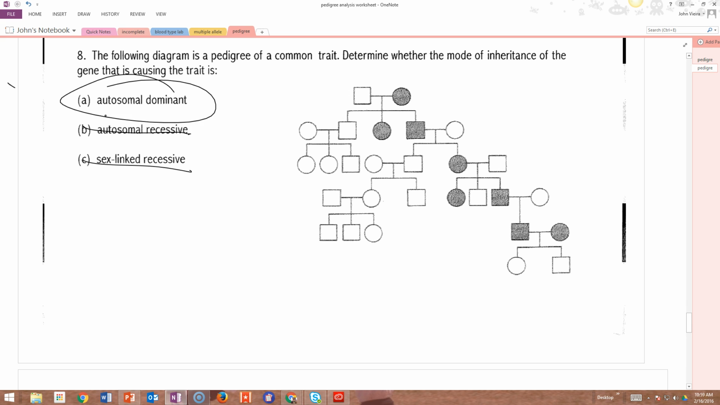How do we know it's not sex-linked? Because do we have any recessive females with dominant dads? Yeah, right here. So obviously, that's not the case. Well, we also have, yeah, that's that in itself.